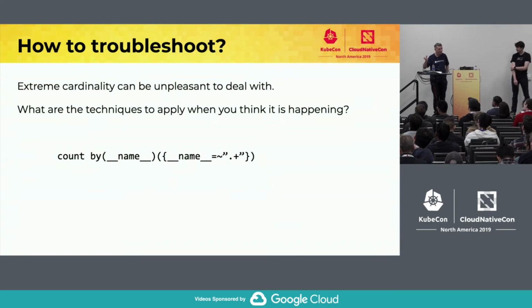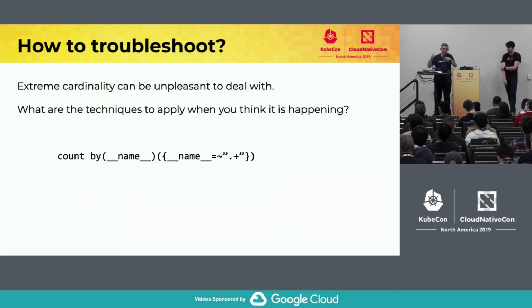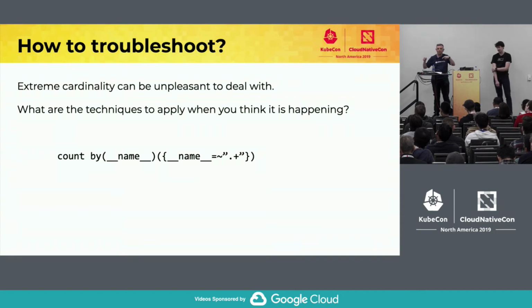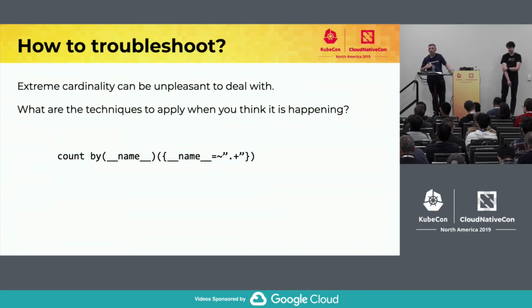This is working from the inside out. We have a query with no metric name, so it's just curly brackets, nothing before that. And then what's inside the curly brackets is we're going to match on name, and we're going to match it with a regex, which is dot plus for reasons. And then we count those by name, and that way we could find out what the highest cardinality is.